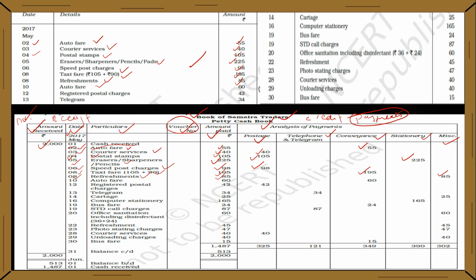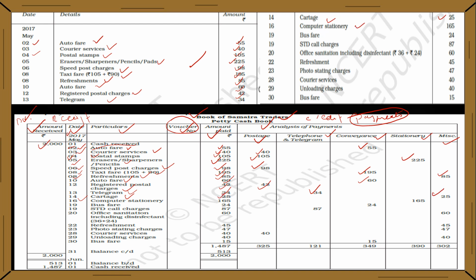Next, auto fare of rupees 60. Auto fare of rupees 60 will go under the conveyance column. Registered postal charge 42. Particulars registered postal charge, fill the date, 42. It will go under postage. Then telegram of rupees 34 will go under the telephone and telegram column, 34 rupees. Next, cartage 25 rupees on 14th May. Fill the date, 14th May. Particulars cartage, amount is rupees 25. It will go under the miscellaneous column.